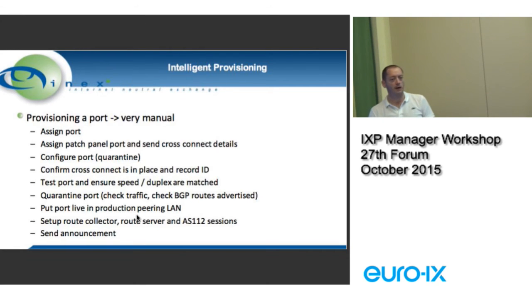When in quarantine, we have a route collector that's configured exactly the same as a production route collector, same IP address, same MAC address even. So we get them to peer with that in the quarantine process. We check what they advertise, and then when we flip them onto the production LAN, that session just reestablishes with the production route collector. So we put the port live in the production peering LAN, we set up the route collector and route server sessions, and we send announcements.